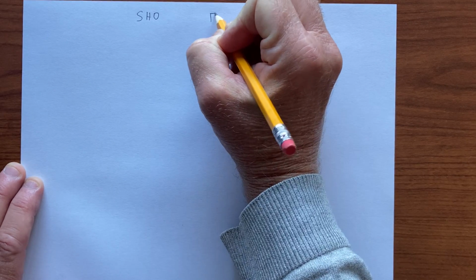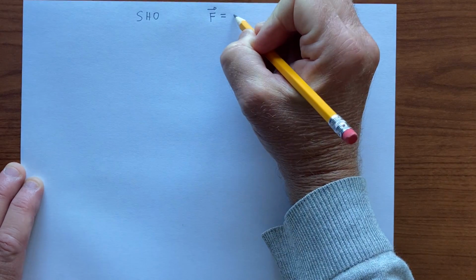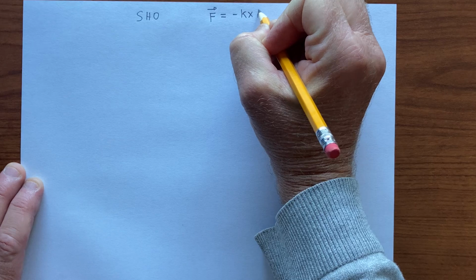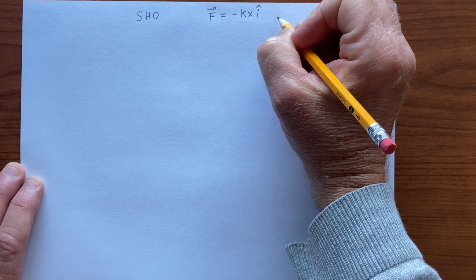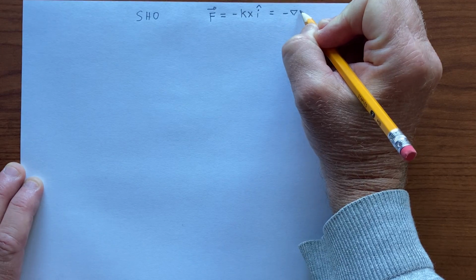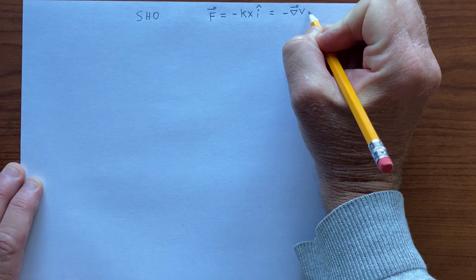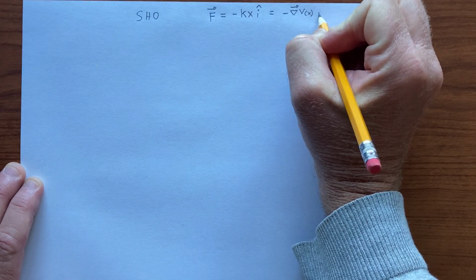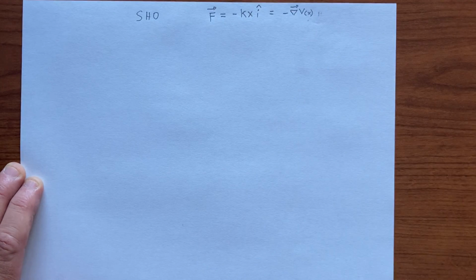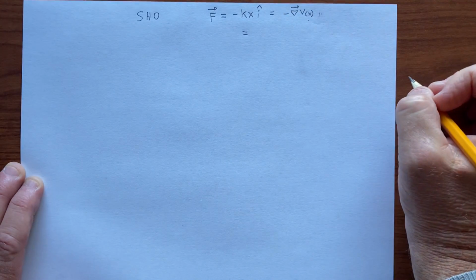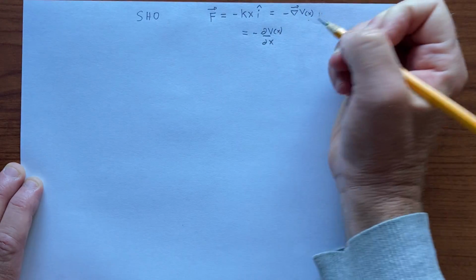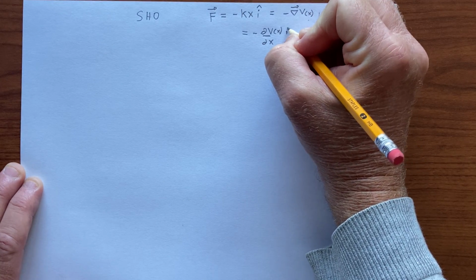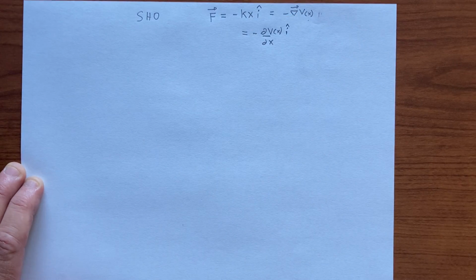So classically, we know that F equals minus kx, if we allow the oscillator to stretch in the x direction, so x represents the stretching of the oscillator. This is minus the gradient of a potential, and so that potential is a function of x. And in one dimension, this looks like minus dV by dx i hat, and then of course that gives us minus kx i hat.